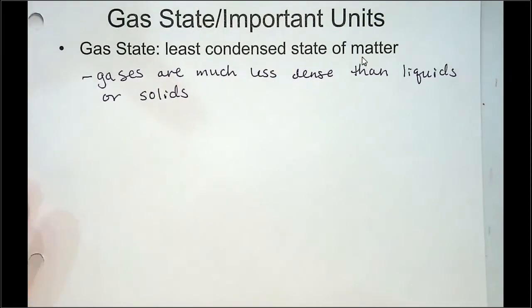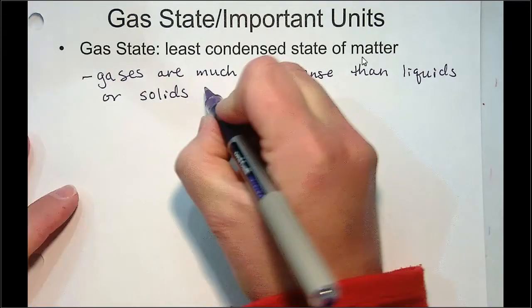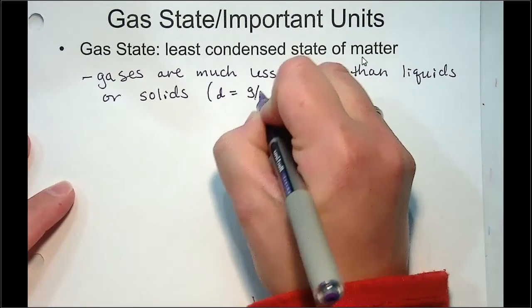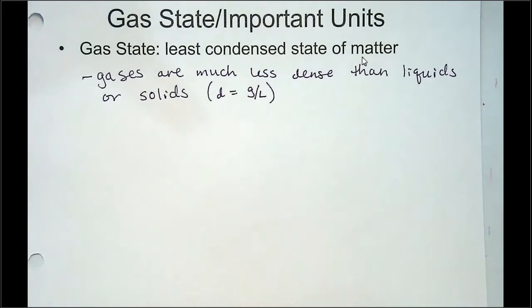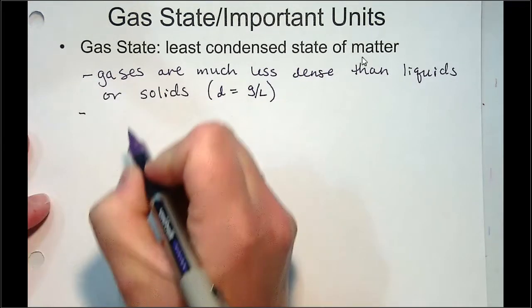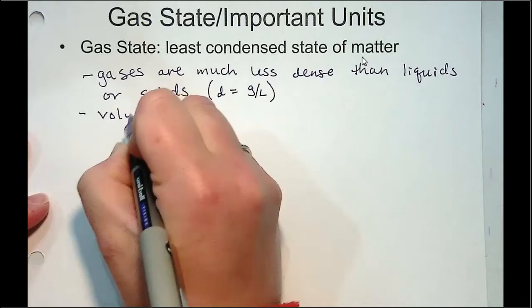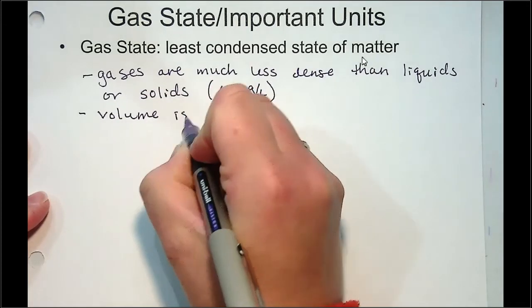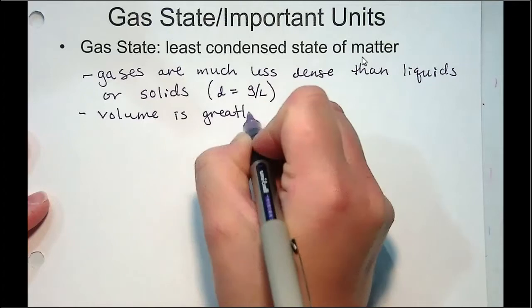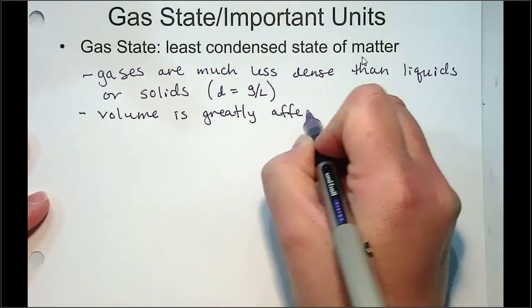We briefly brushed on this when we started talking about chemistry in general. We talked about the states of matter, and we said that when we're talking about gases, the unit is not grams per milliliter or grams per centimeter cubed like we had with other states of matter, but grams per liter, because they're so much less dense. So the density has units of grams per liter because there's not a lot that occupies a certain amount of space. The other thing about gases is that the volume that they take up is greatly affected by pressure and temperature.